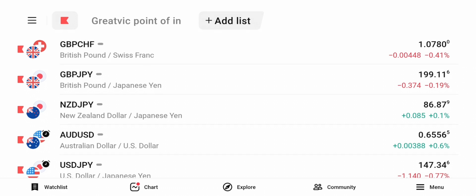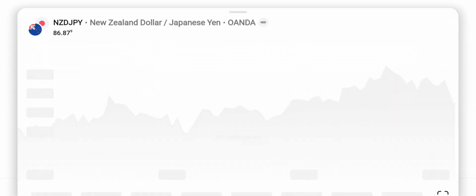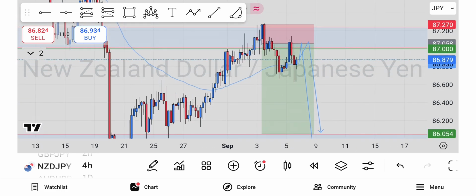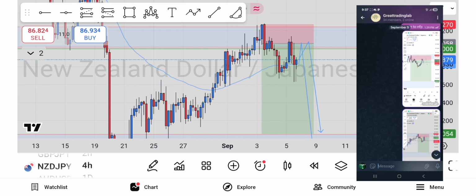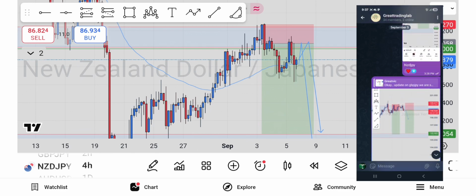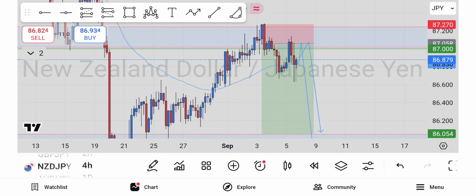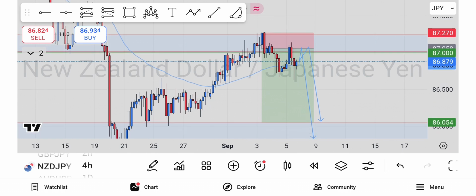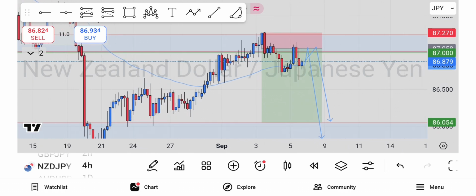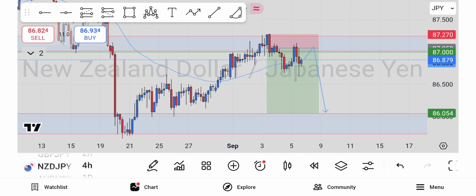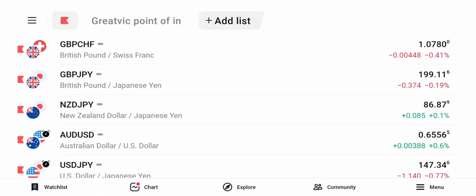NZD JPY, we were on this trade last week, but it took us out on break even. I posted the signal on my Telegram group, as you can see on the screen, but it took me out on break even because I had other open trades that I was risking, and especially gold was among them, so I had to cut my loss. But I'm also expecting a retracement back to the zone, then maybe I can enter the trade for next week. I'm still looking at that.